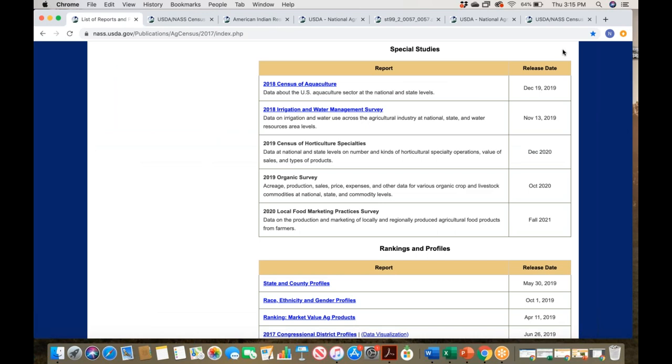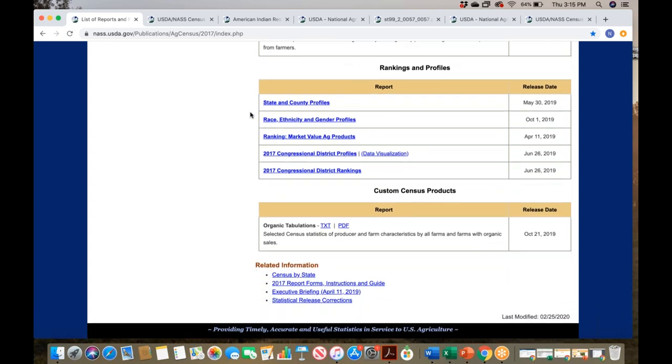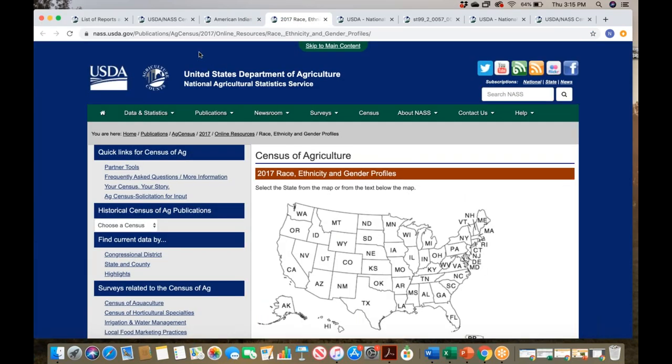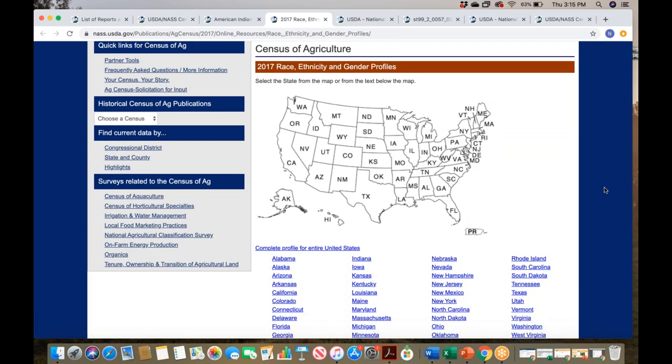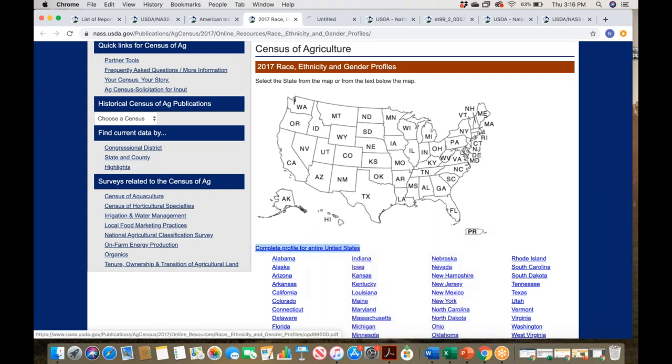Going back to this original page where we first landed, the 2017 Census of Agriculture, we go down to the rankings and profiles. Much of the information that you saw presented from NAAF comes from this one area, race, ethnicity, and gender profiles. So let me open that up. And this is the area that Ginger works in. And so if you have questions, please do send them in and we'll have the experts answer. So you can look at a profile for the entire US, and I think that's what I'll do. We opened it up. It's a nicely formatted PDF that shows some high level information.